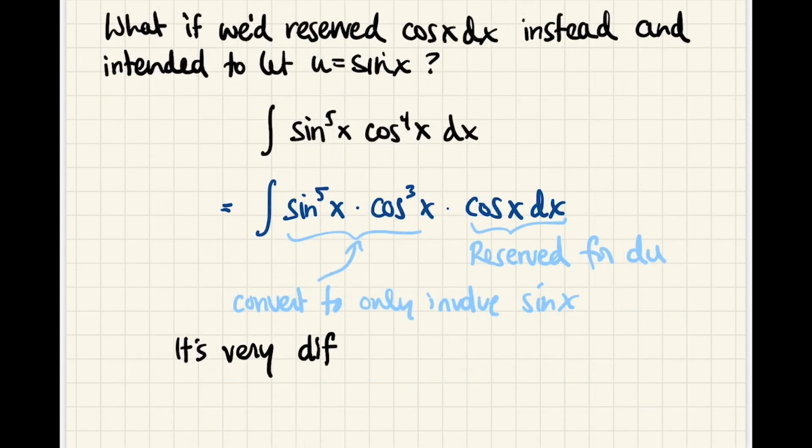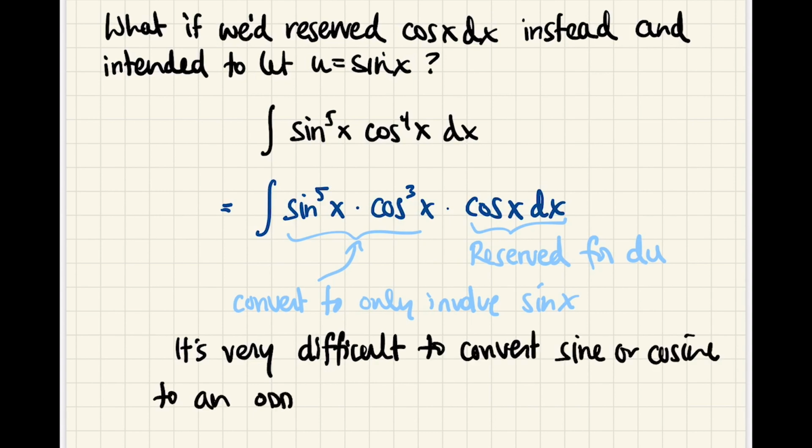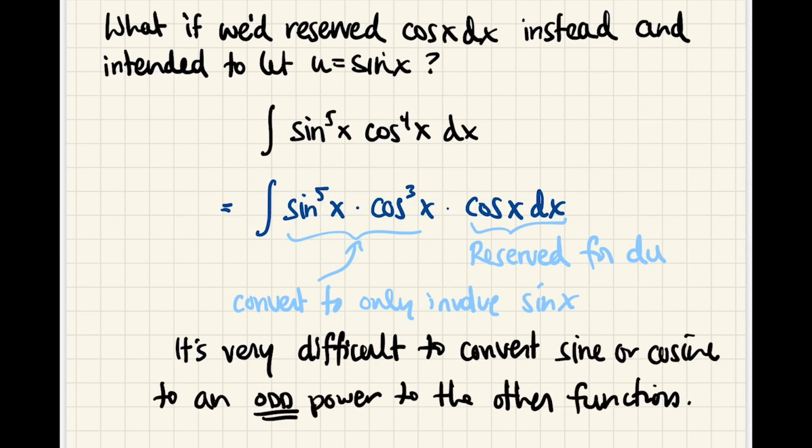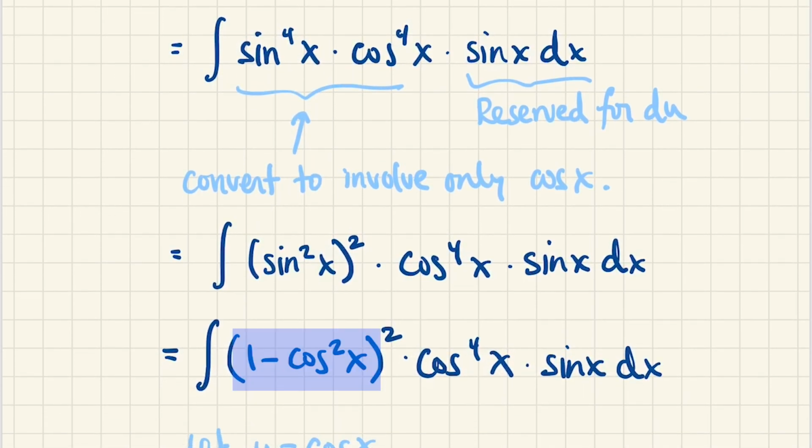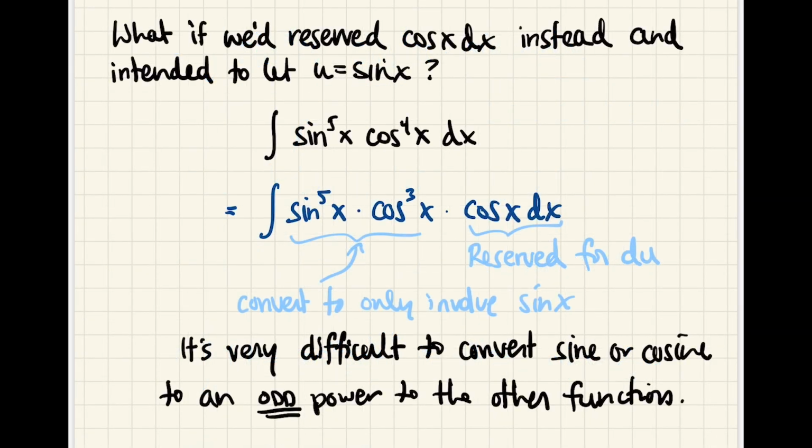So as long as you have an even power that you're trying to convert, as we did here with sine to the 4th, which became sine squared squared, well, that's really easy to convert using a Pythagorean identity. But if you're trying to convert an odd power, it's not impossible, but it's likely that once you're done converting that over into sines, you're going to get a really messy integral that's probably no easier than whatever you started with. And we have a better method for handling that situation.